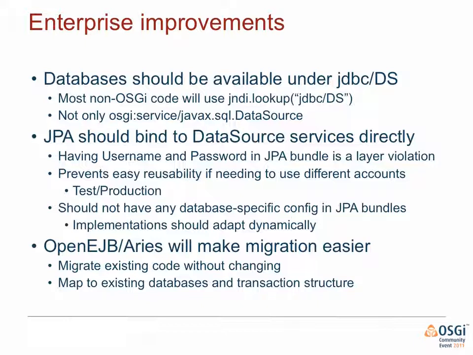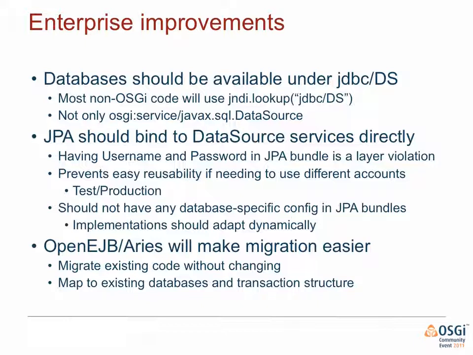We also need to fix JPA. It inherited some incredibly bad practices, probably from Hibernate, but there's no real reason why JPA should have anything to do with usernames or passwords in the actual JPA bundle. It's a complete layer violation. There's no reason why the JPA bundle needs to instantiate the data source. Rather, it should consume it as a service from somewhere else.